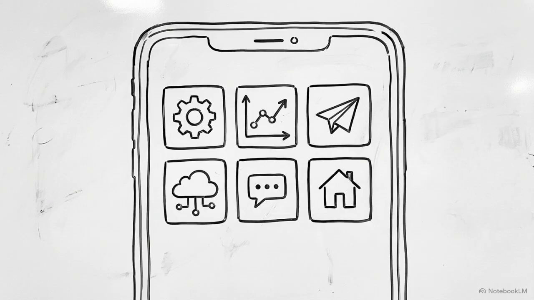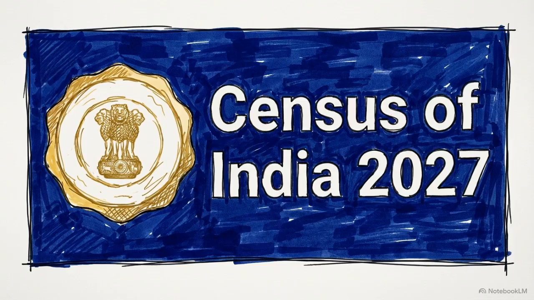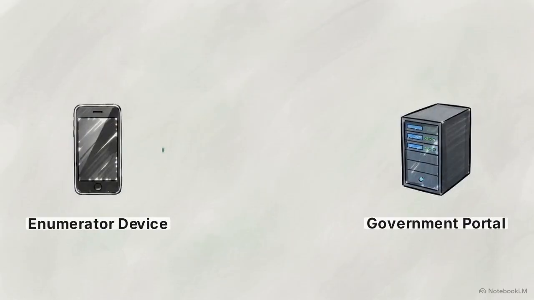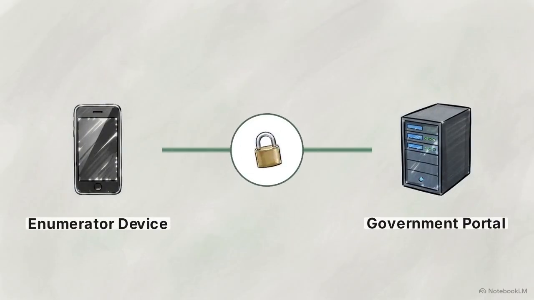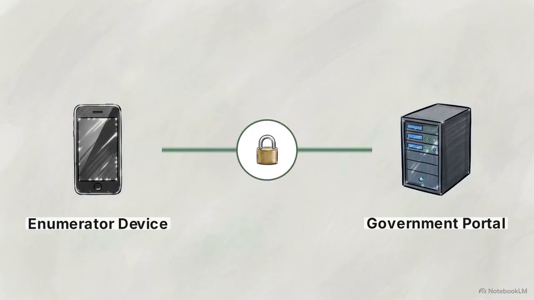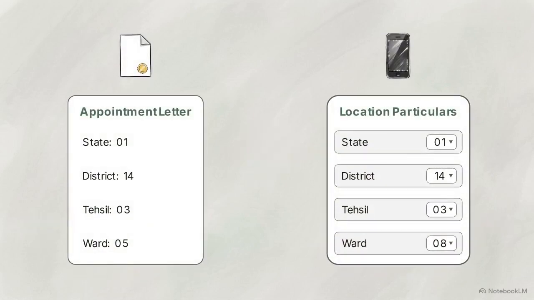Once the PIN is set, the app drops you onto the main dashboard. You will see Census of India 2027 displayed at the top, confirming a successful login. This strict authentication sequence locks your specific device directly to the official government portal, ensuring citizen data remains protected from unauthorized access. This diagram shows the location verification process.